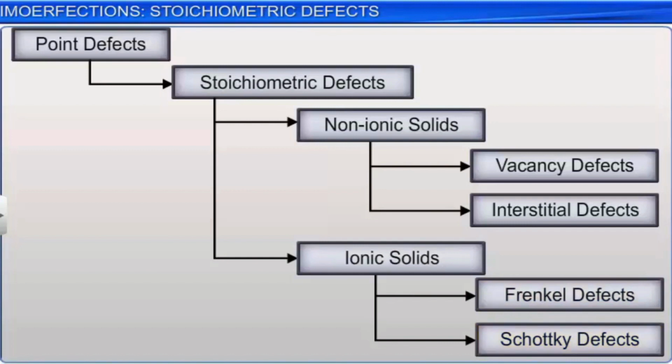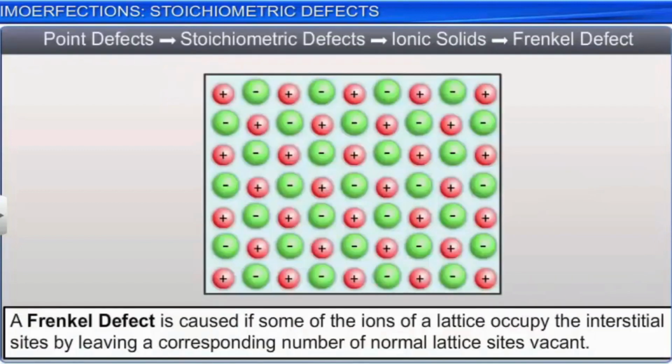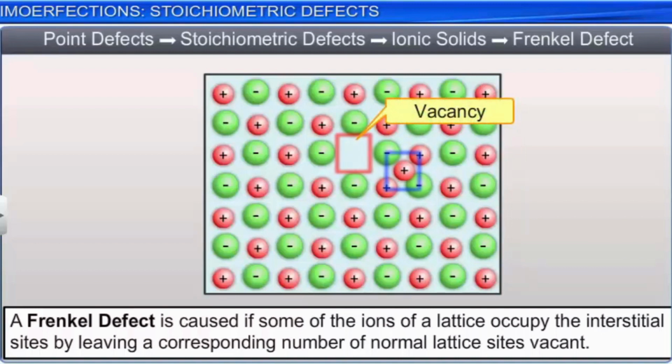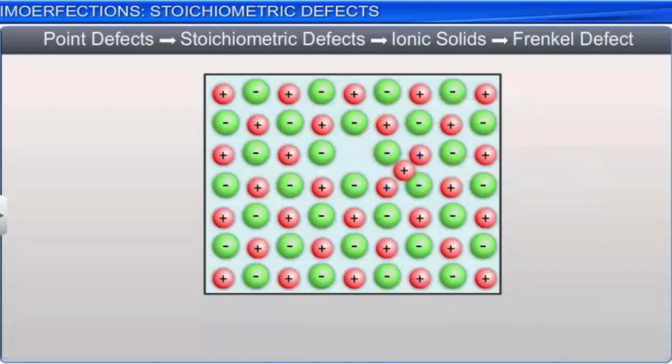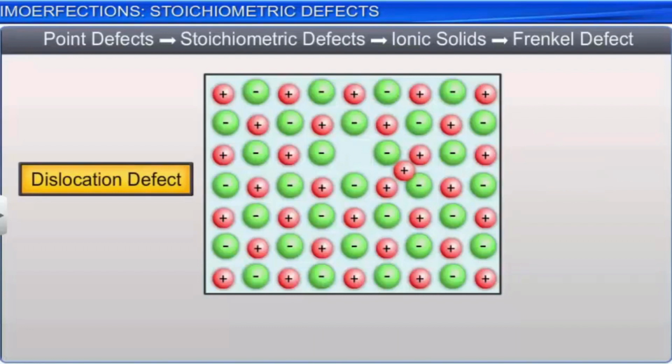A Frenkel defect is caused if some of the ions of a lattice occupy the interstitial sites by leaving a corresponding number of normal lattice sites vacant. You can see this from the figure here. This creates a vacancy defect at the original site and an interstitial defect at its new location. A Frenkel defect is also known as a dislocation defect. It does not influence the density of the substance.